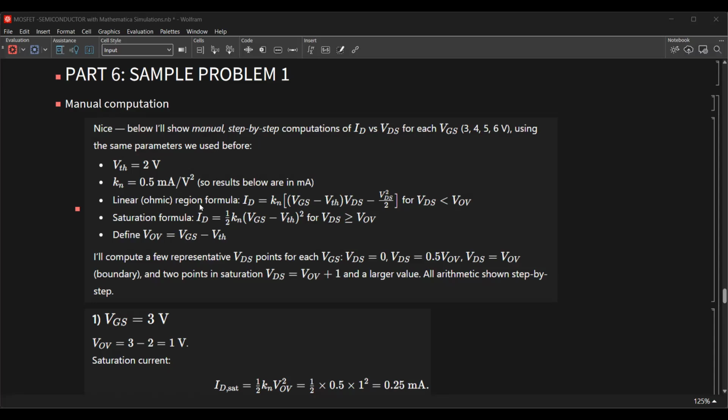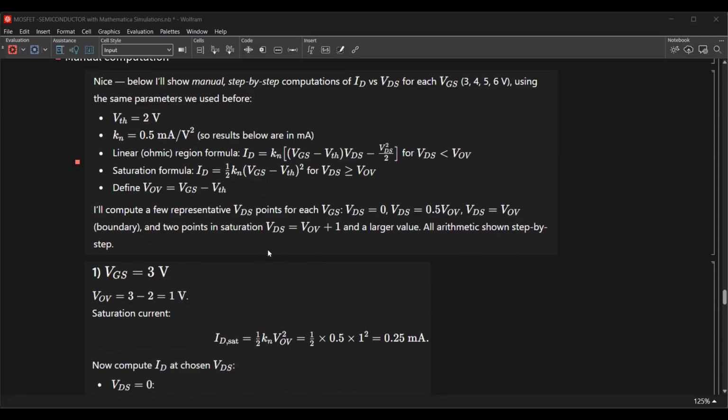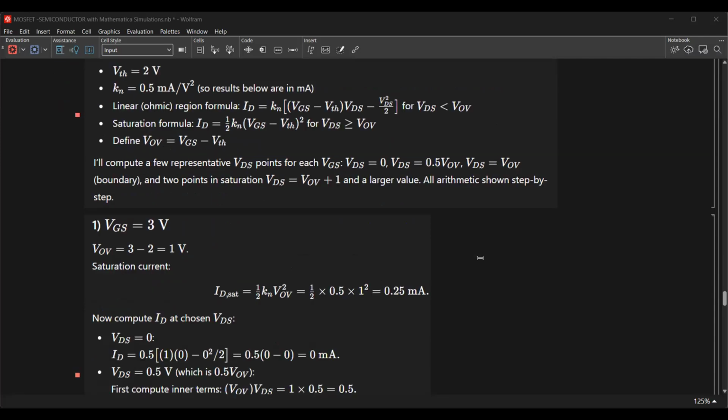And the linear region formula is this formula we use in the linear region. Then for the saturation formula, we use this formula, for VDS greater than the overdrive voltage, and define VOV equal to VGS minus VTH. So I'll compute a few representative VDS points for each VGS. For example, VDS equal to 0, VDS equal to 0.5, VDS equal to VOV. For example, here our VGS is equal to 3 volts.